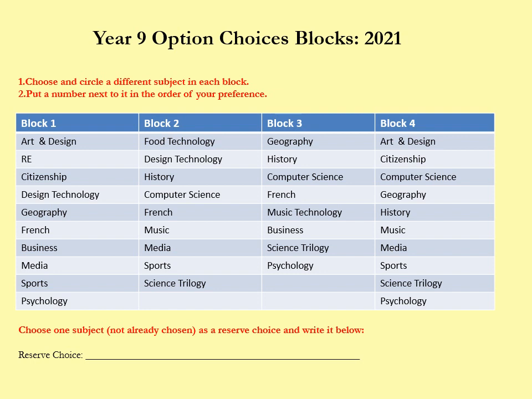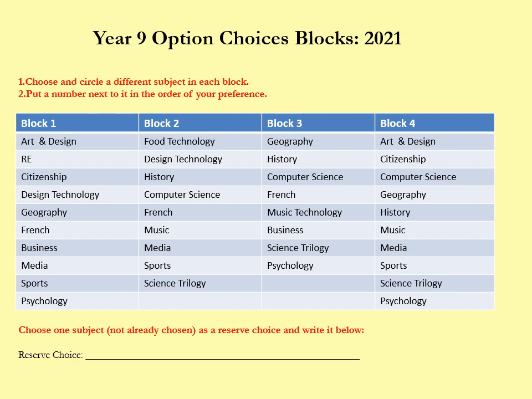Here is the Year 9 Options Choices block for 2021. You will notice that there are 4 blocks. In each of the 4 blocks, we have tried to allow subjects to give as wide a variety as possible. It is up to you to decide which of the subjects you wish to study and circle according to preference.